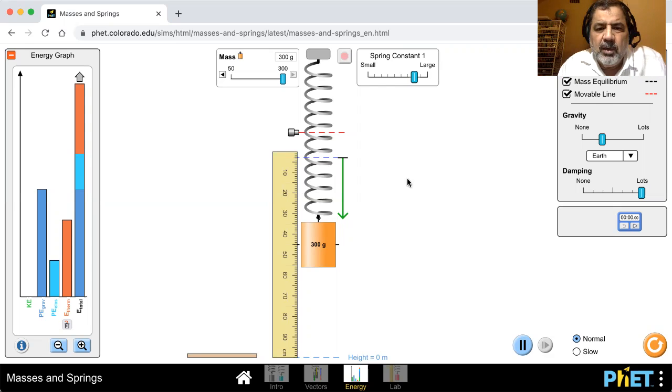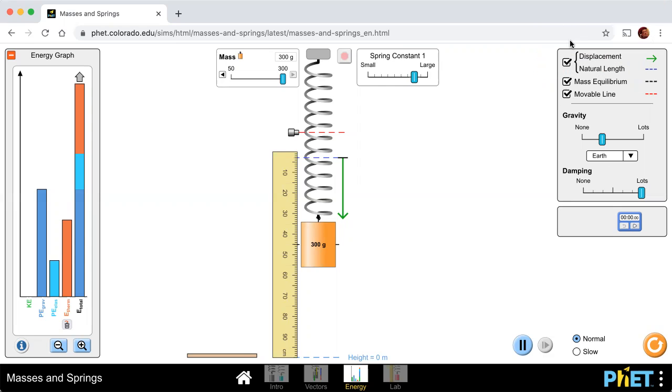How are we going to get a period? Well, let me minimize this so that we can see everything. Hopefully you can see all that. I left everything the same from doing the spring elongation. So it's the same displacement, the natural length, mass equilibrium, and the movable line. We're using Earth gravity, and we're going to take no damping at all. That'll make our calculations easy.